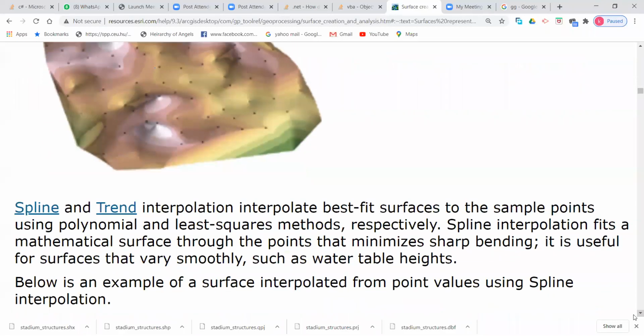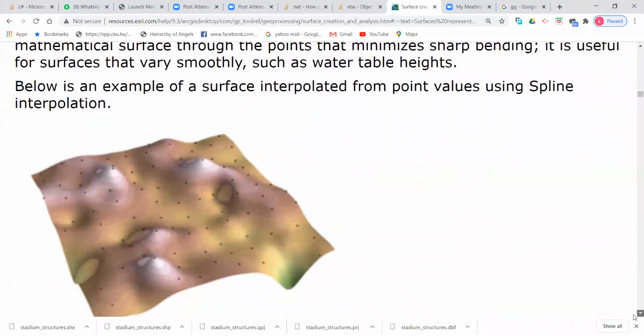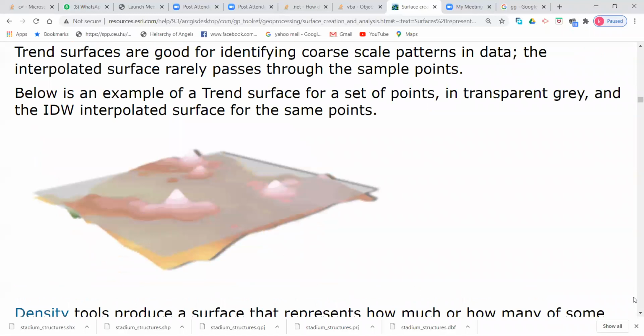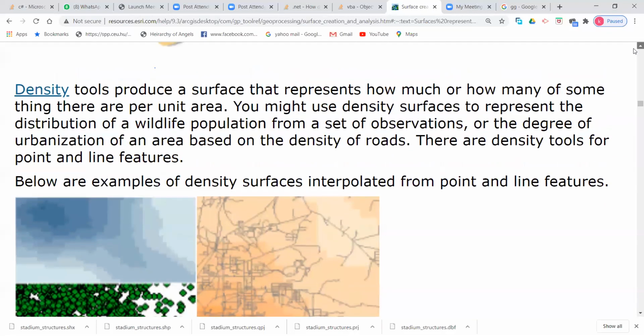We can also have spline and trend interpolation. At the end of the day, once it's interpolation, we will get to know new values. Now with most surfaces, we can also have a certain measure called density. We all know density. If we have a surface that indicates the density of what we have, how much or how many of something per unit area, that is also very useful.